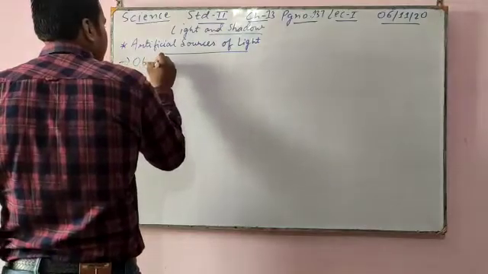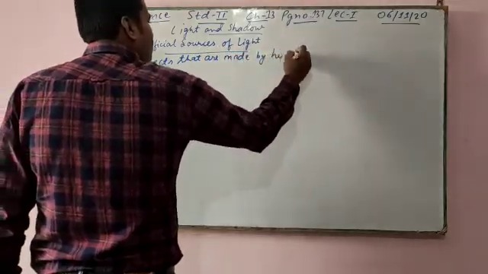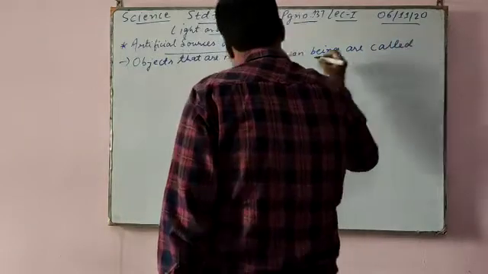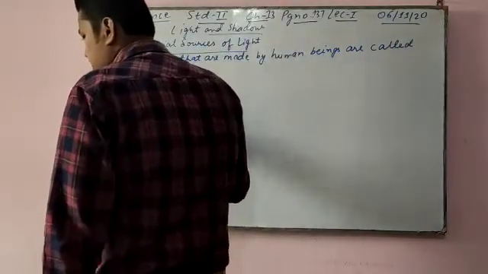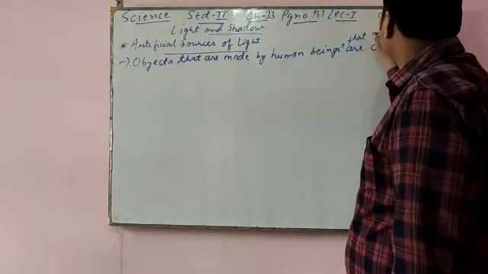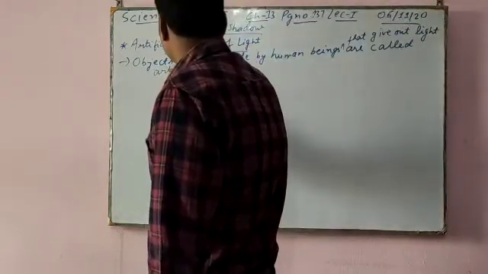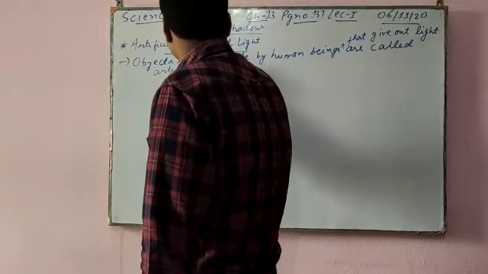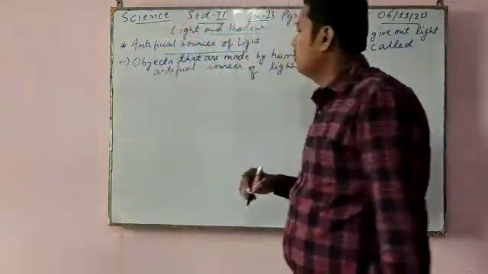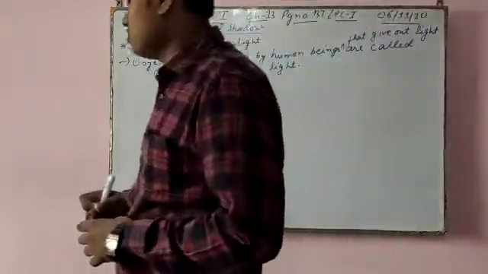Objects that are made by human beings that give out light are called artificial sources of light.